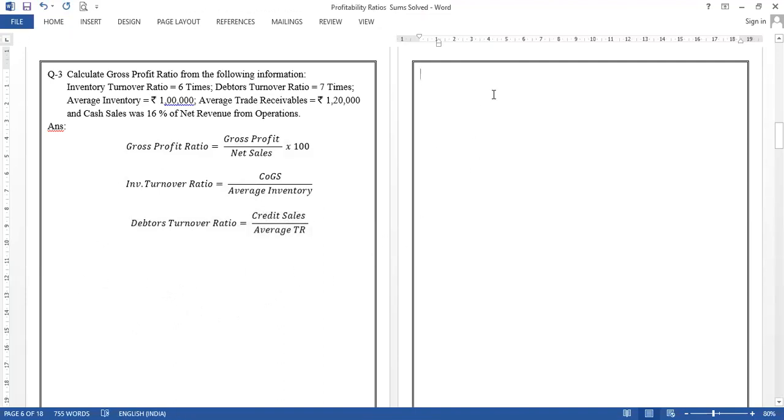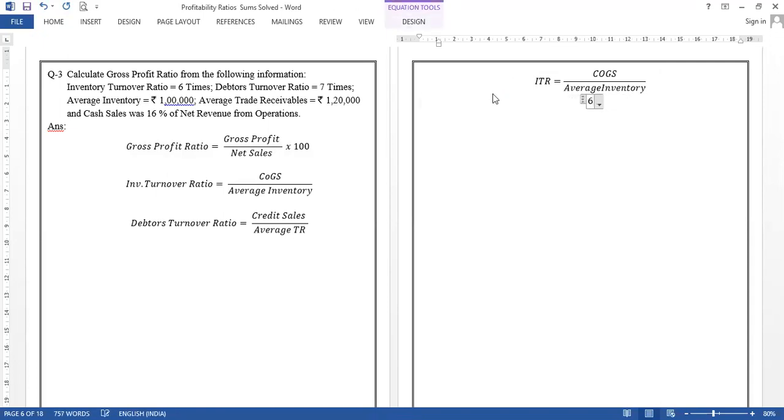Inventory turnover ratio, I'm writing in short over here. Inventory turnover ratio is equal to COGS upon average inventory, right? What is given to us? Let me write the formula first. COGS upon average inventory, right? Let us place the values now.